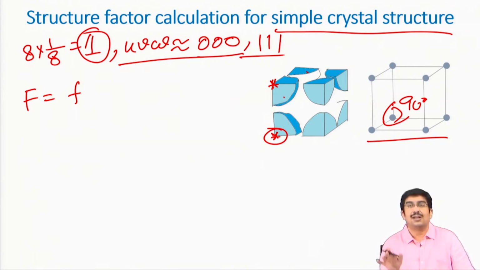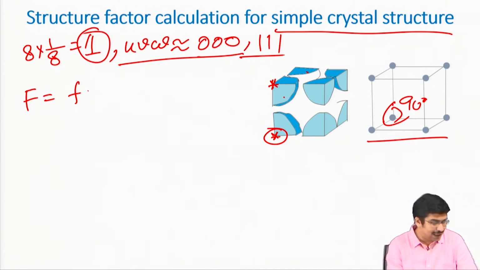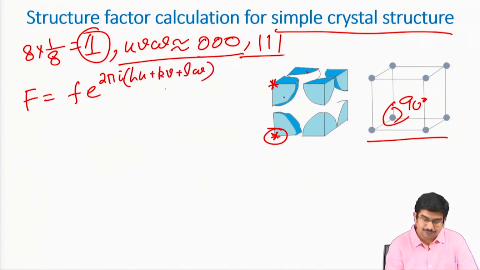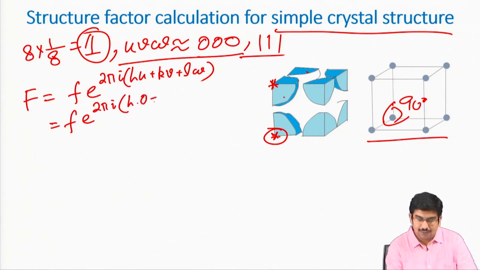If these atoms are of two different types, it is not a simple crystal structure, it will become some other type of crystal structure. So, we imagine all of these atoms are of the same type, and then their amplitude can simply be represented by their atomic scattering factor, and then we can write the expression, because 2 pi i, you know, (hu + kv + lw), and since uvw equals 0, we can write f e^(2 pi i (h·0 + k·0 + l·0)), which finally comes down to be f.